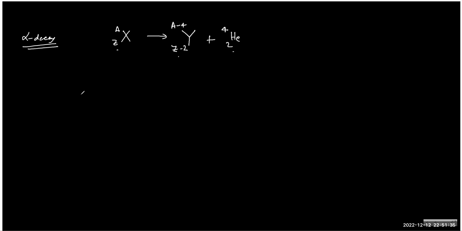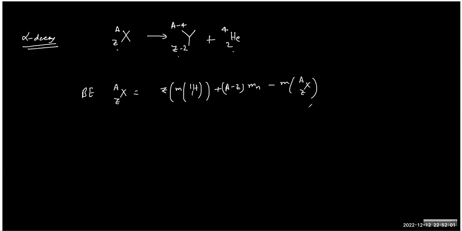Okay, let's try to write the binding energy of each. What is the binding energy of X with mass number A and atomic number Z? We know the method. It is the mass of hydrogen atoms plus neutrons minus the mass of X, into the whole c squared. That is the binding energy, right? Okay, and the binding energy of Y.